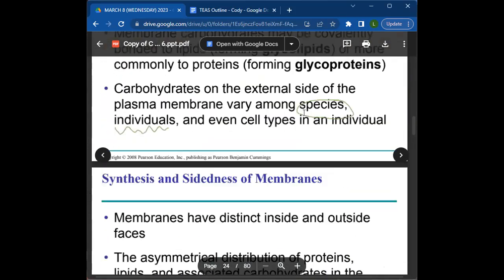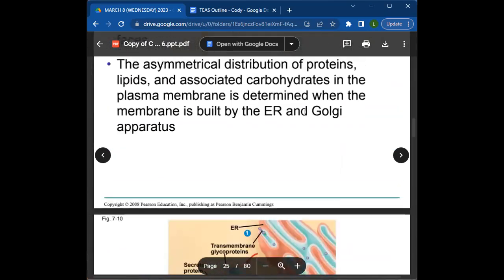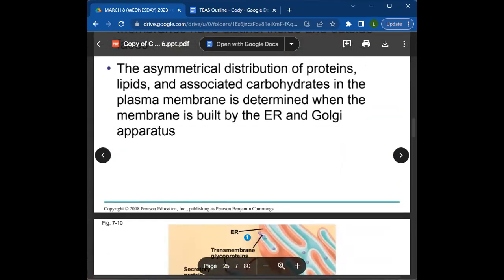Okay, so as a summary, we need to know that the cell membrane is made of three things. I'm going to give you about 30 seconds to try to recall what were the three things that the cell membrane was made of. Starting now, you have about 30 seconds to try to think about it.